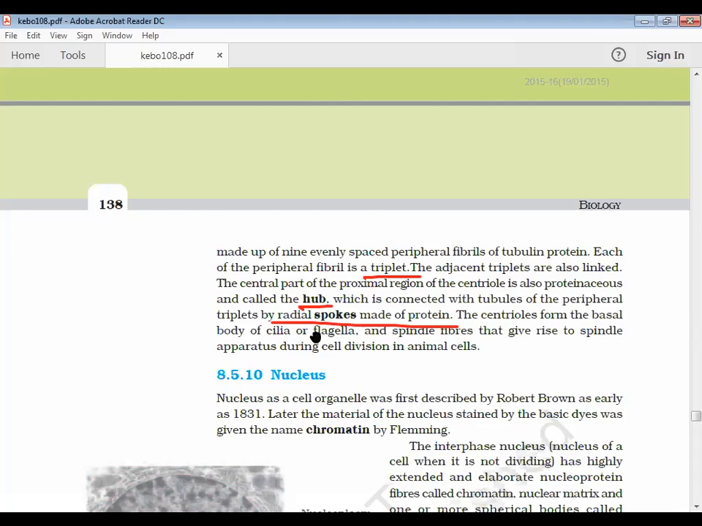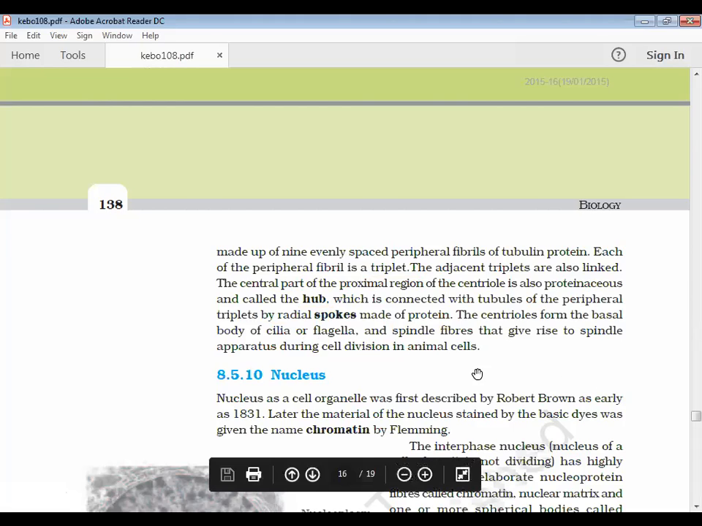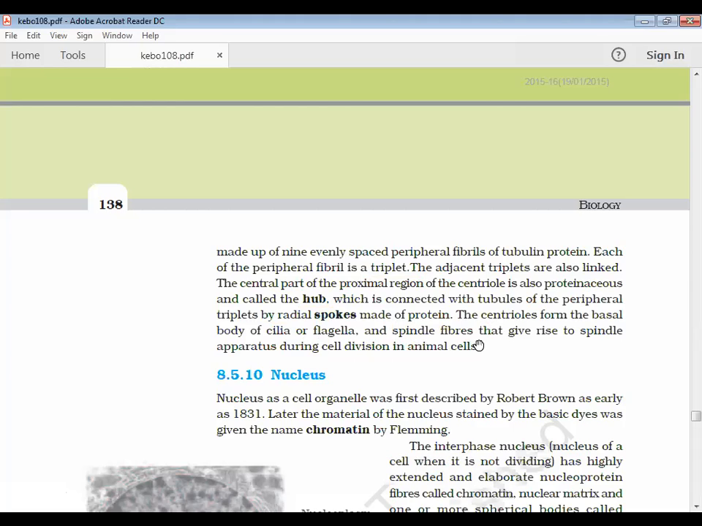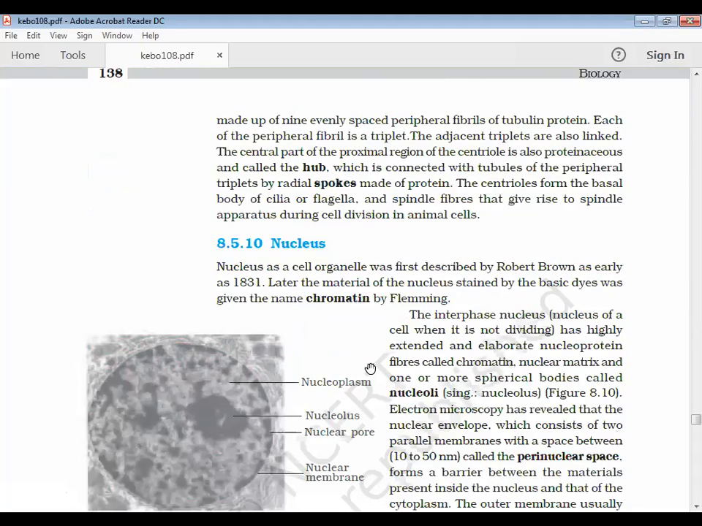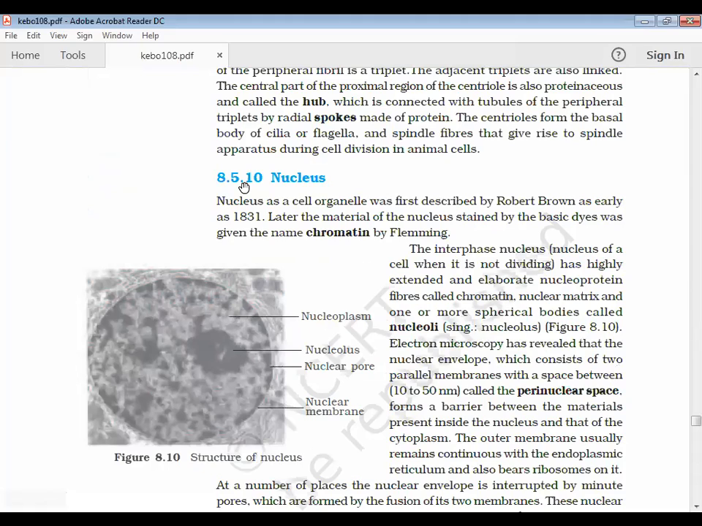The centrioles form the basal body of cilia or flagella, and the spindle fibers that give rise to the spindle apparatus during cell division in animal cells. Next, the nucleus.